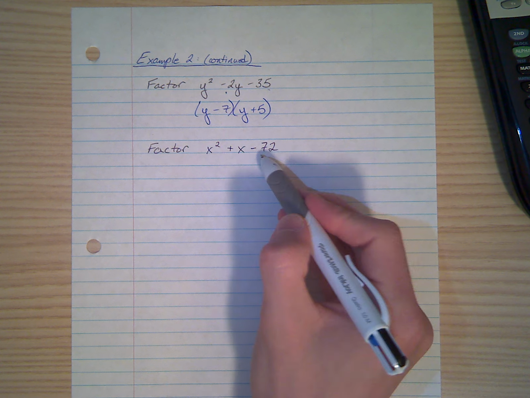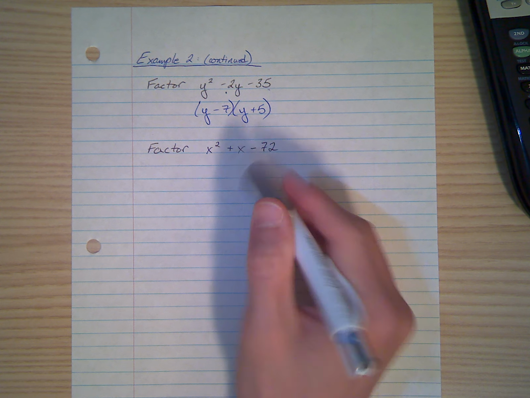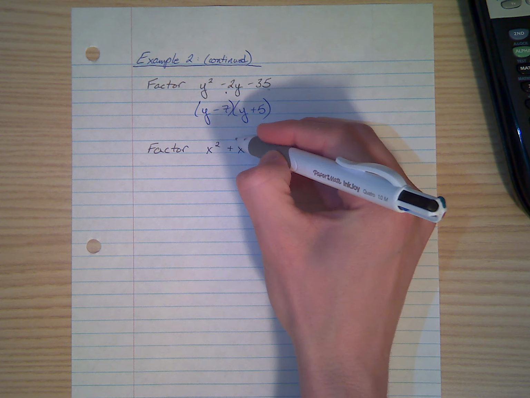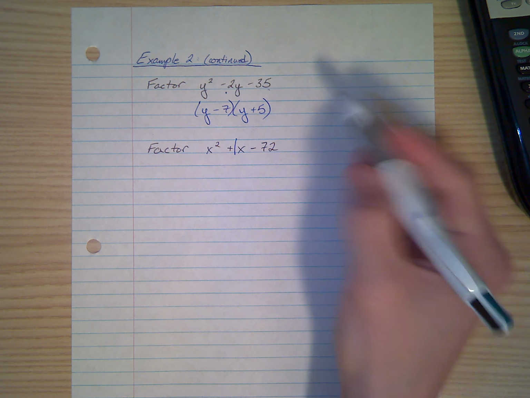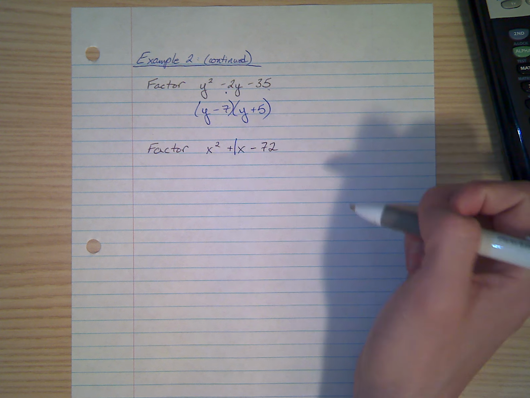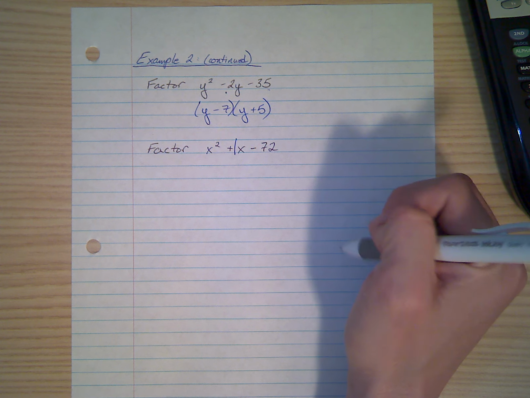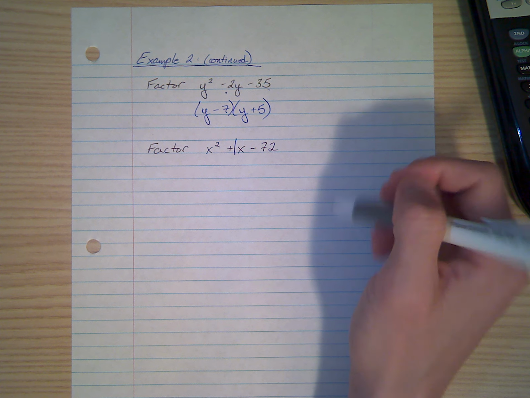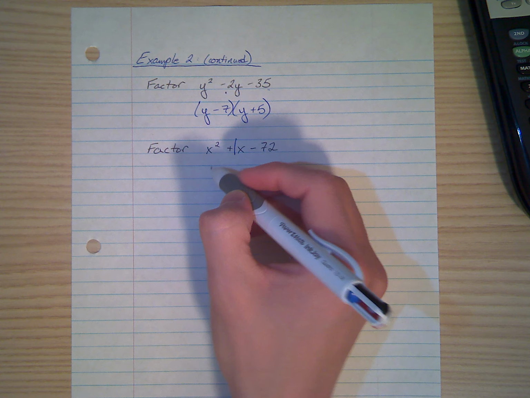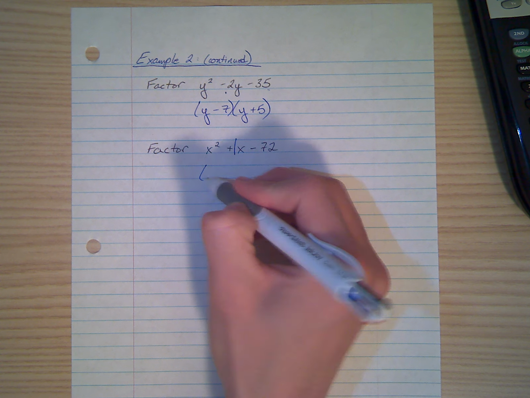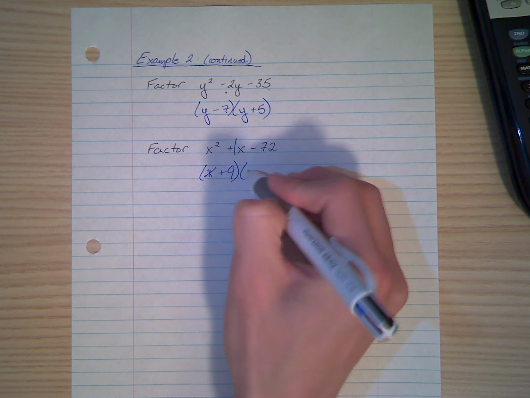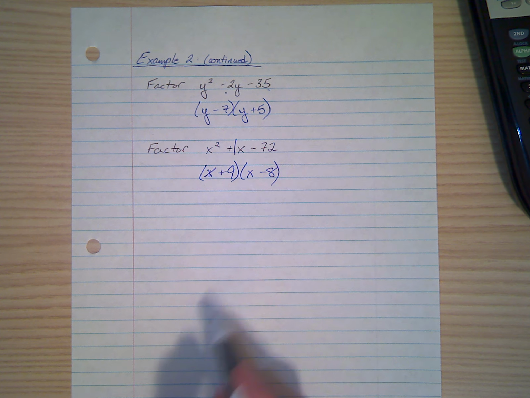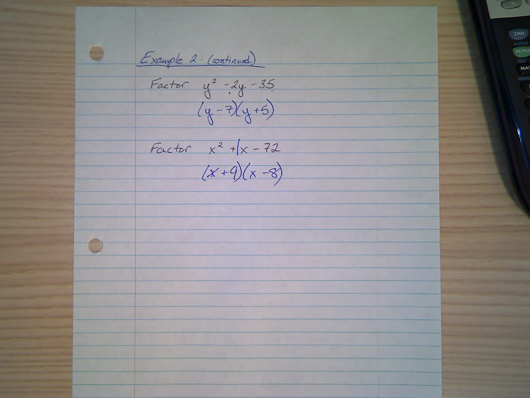And finally, the factors of negative 72 that add up to 1. Remember, if there's nothing in front of the variable, there's a 1 there. So what are the factors of 72 that add up to 1? Well, I want to list all the possible factors of 72, but remember, 8 times 9 is 72. In this case, you need a positive 9 and a negative 8. And that gives us the correct factorization of that.